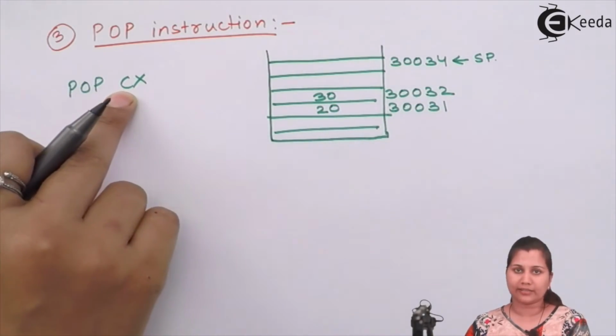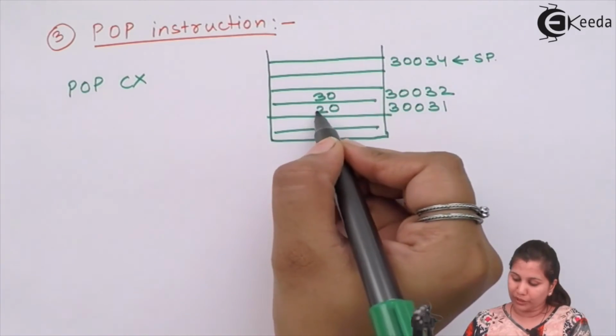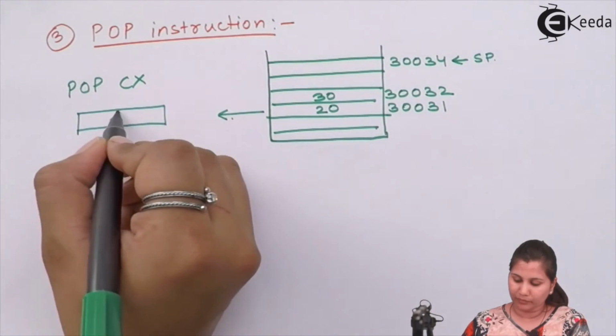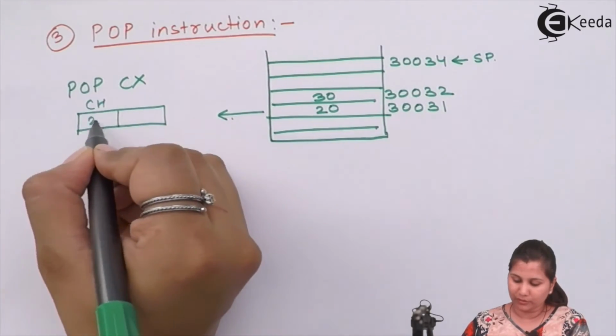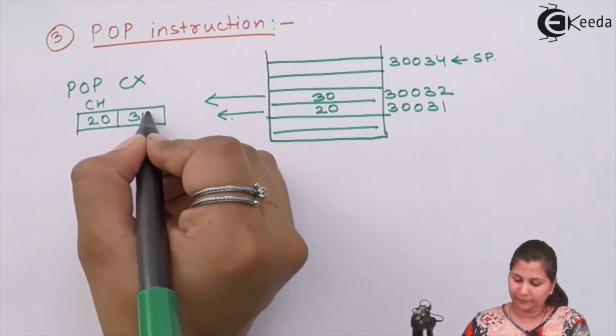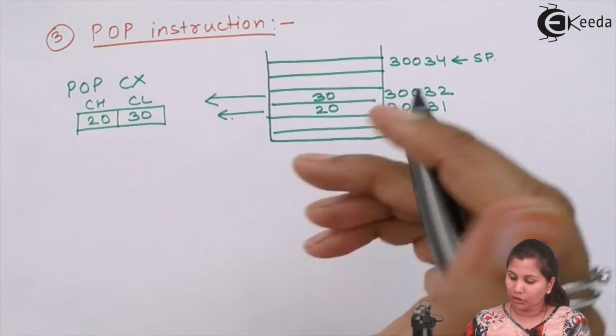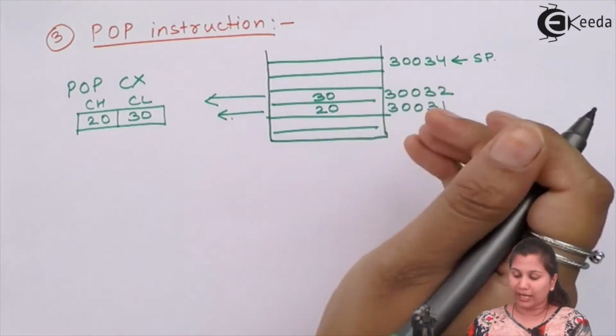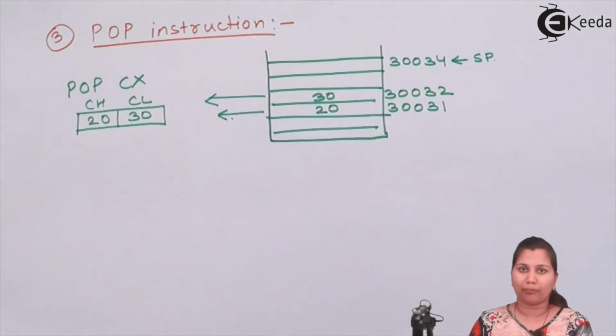the CX register. So first this 20 will be taken out and stored at CH, and then 30 will be taken out and stored at CL. So in this case the addresses are incremented. Okay, so that is the difference between push and pop.